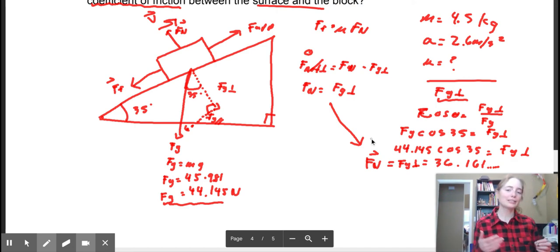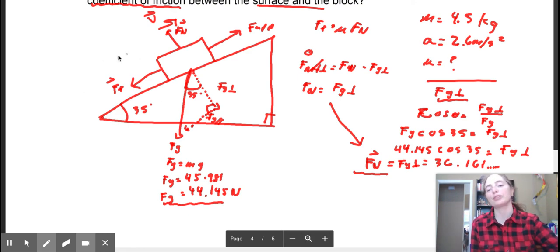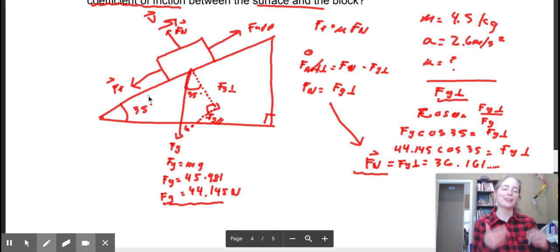With our mu Fn, we now have our Fn, so that part is good. Now, the next piece we're going to need to get is our force of friction. So let's come back to our free body diagram here, and we're going to look at this force of friction here. That force of friction is on the parallel.